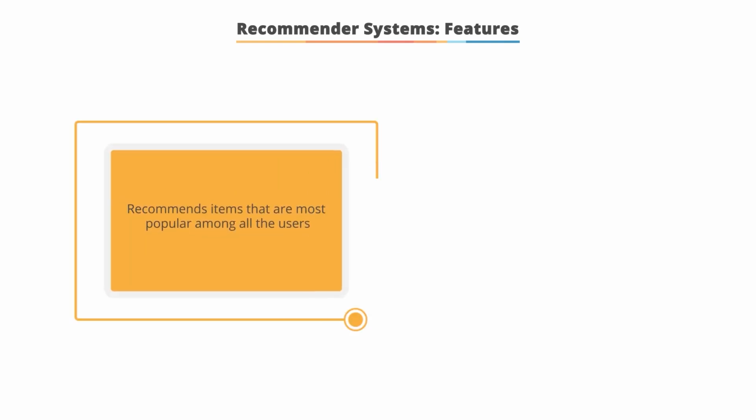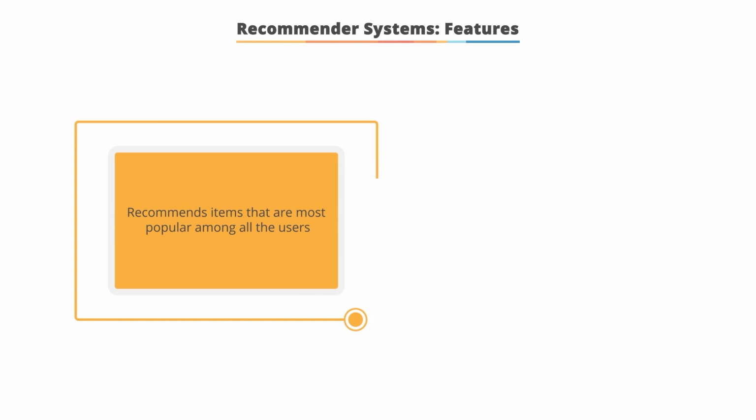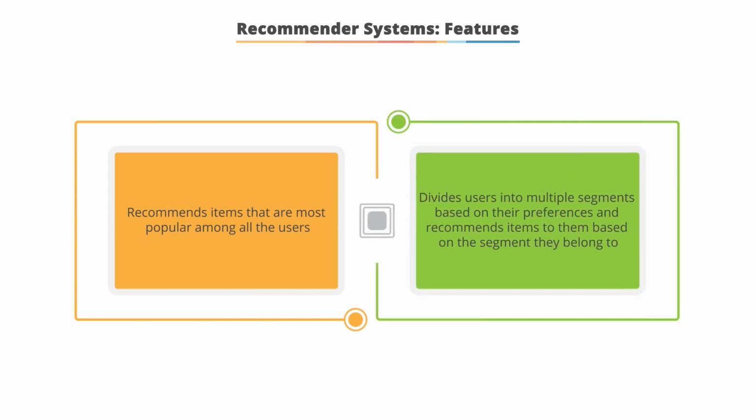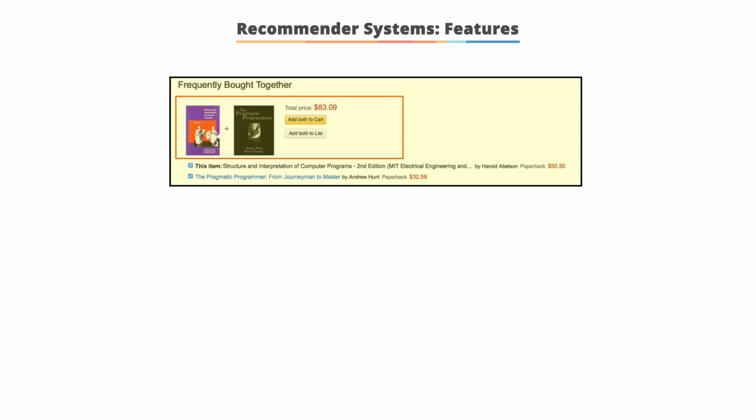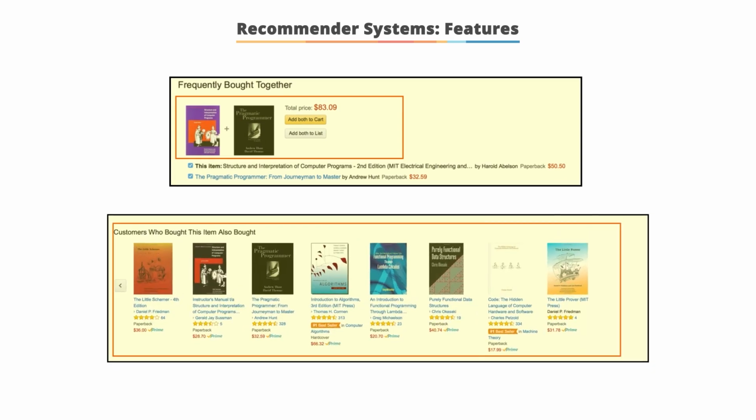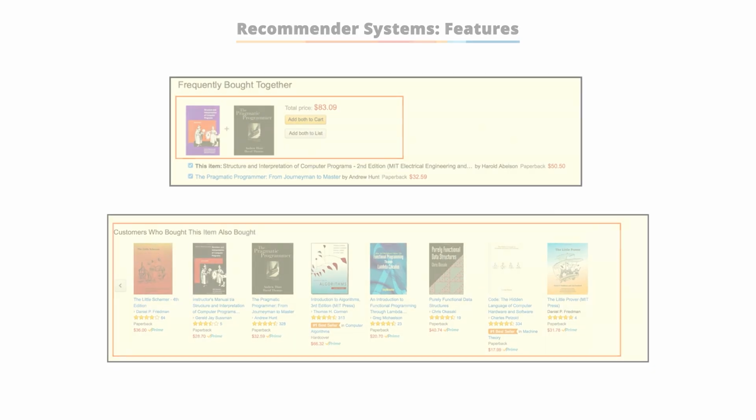Before we explore this topic, let's think of how a recommender system recommends items to users. It recommends items that are more popular among all the users. It divides users into multiple segments based on their preferences, that is, user features, and recommends items to them based on the segment they belong to. In the given example, you can see that when you go to buy a book on Amazon, it recommends books that are frequently bought together, and also gives you insights under "customers who bought this also bought this."